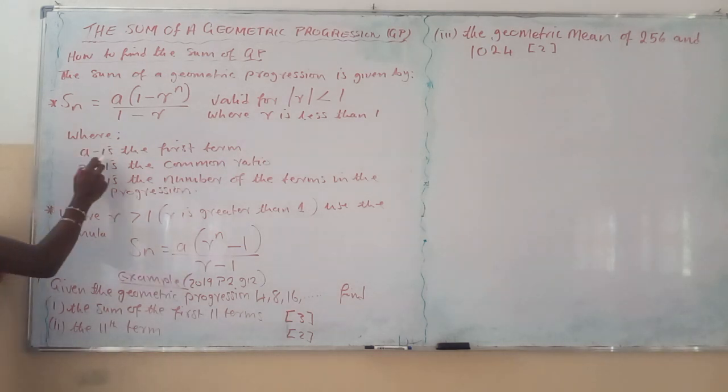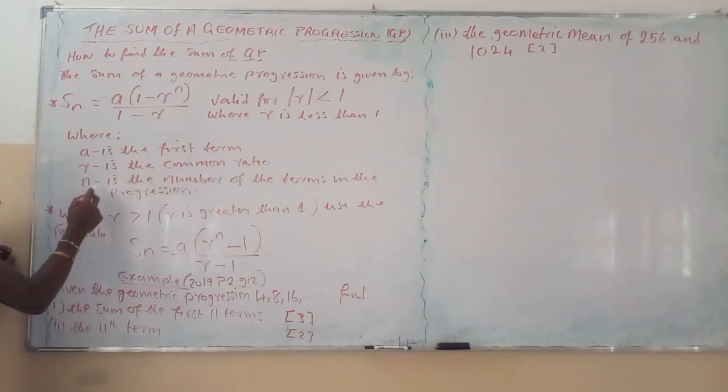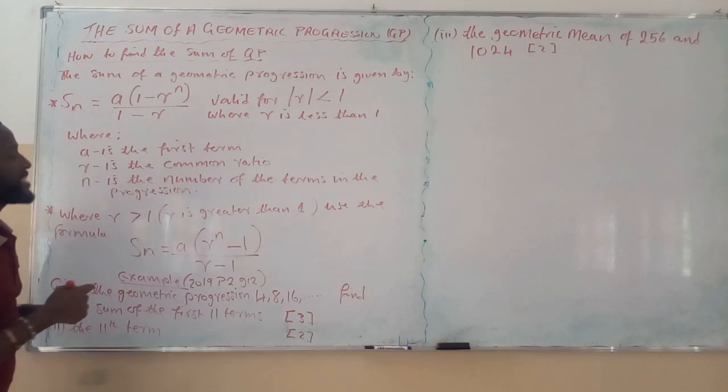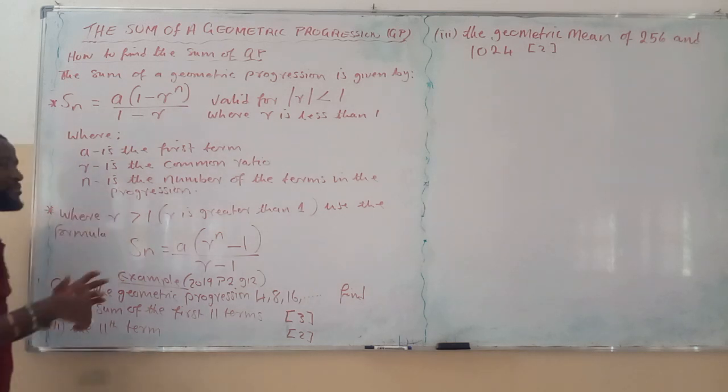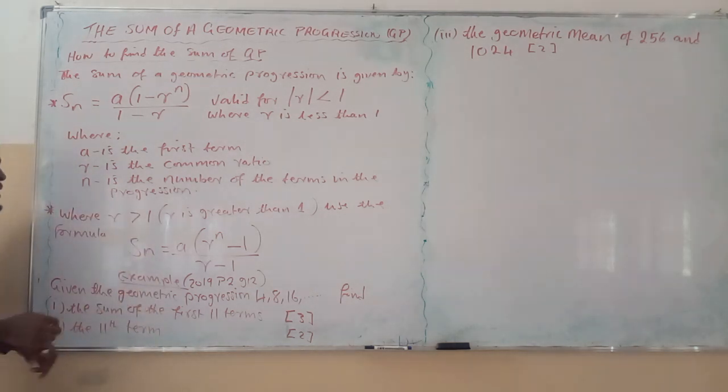Where a is the first term, r is the common ratio, and n is the number of terms in the progression. So if the number of terms is 5, then it means that you have to put 5. Are we okay so far? Good. Now let's begin by answering this question.